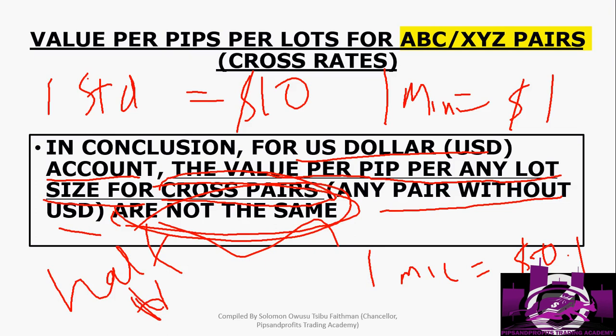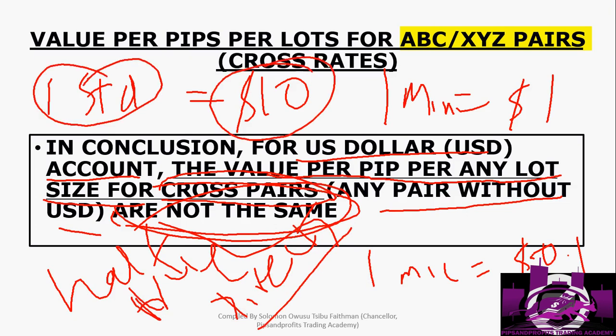They are only focusing on direct rates. If you focus on direct rate, then one standard lot is going to be $10, one mini lot is going to be $1, and then one micro lot is going to be 0.1. But when you come down to indirect rate and then the cross rate, the answers are going to be different.